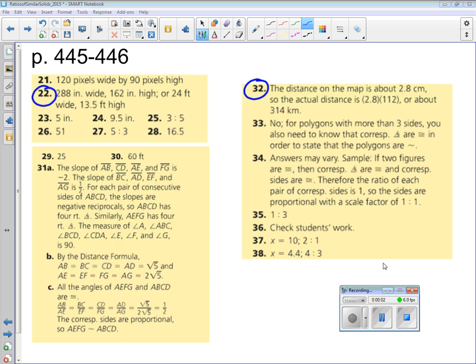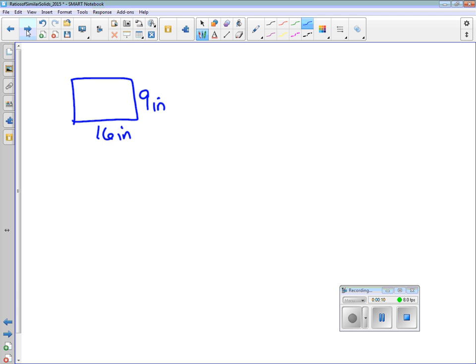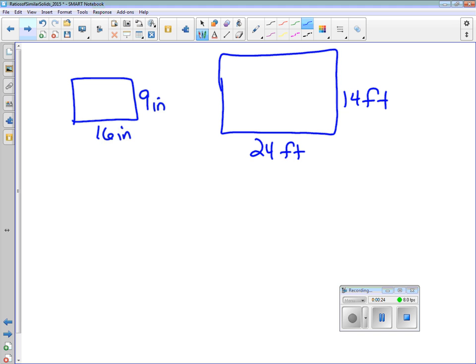All right, so we're looking at page 445, 446, looking at number 22. If you look at that particular problem, it's talking about a design, which is like a piece of paper that's 16 by 9, and that's a design for the mural. And then the actual wall is 24 by 14, and that's going to be feet. So 24 feet by 14 feet. And we want to figure out basically how big of a mural will fit on this wall using that design.